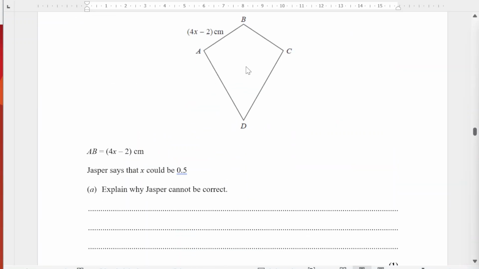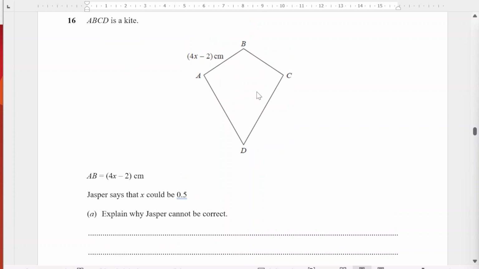Okay, question 16. Jasper says that, so we've got a kite, that means that that length and that length would be equal, and that length and that length would be equal. Jasper says that x could be 0.5. Explain why Jasper cannot be correct. Well, if x was equal to 0.5, 4 times 0.5 minus 2 would be equal to 0, and the length can't be 0.